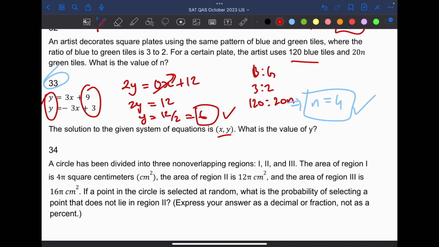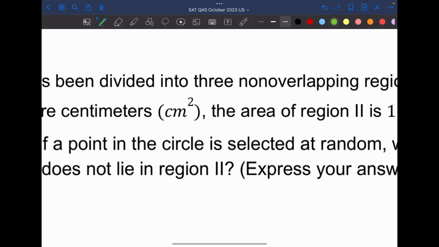It says, a circle has been divided into 3 non-overlapping regions, 1, 2, and 3. So let's visualize that first. I'm going to draw this down here in the little space we have.